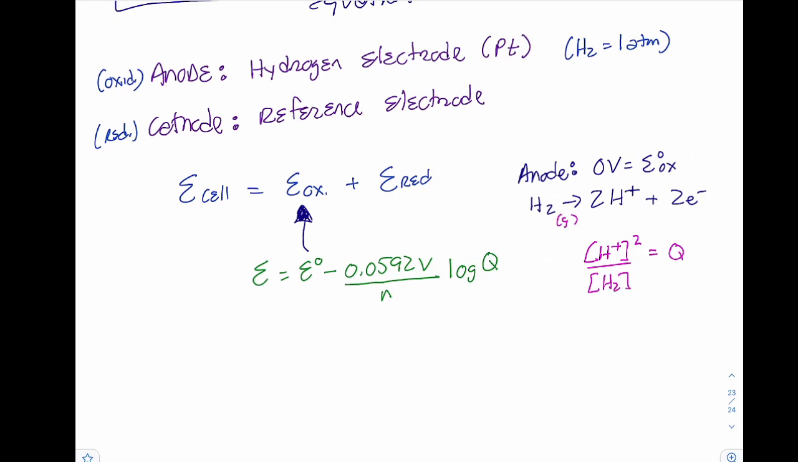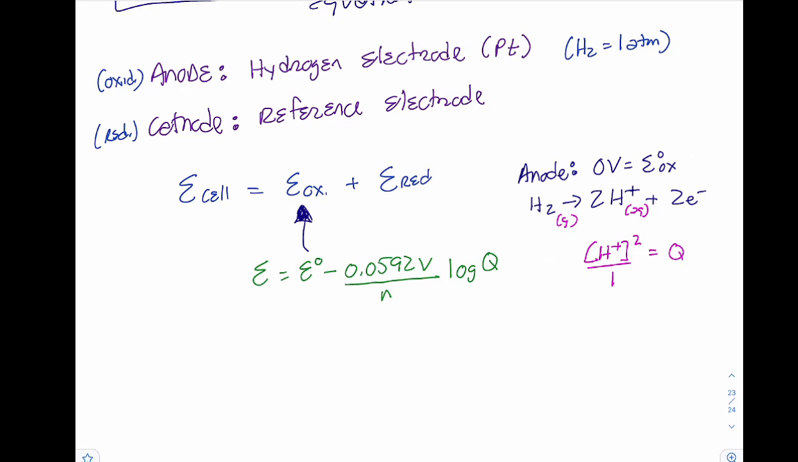This is a gas, so gases are included, right? It's pure solids and liquids we exclude, but gases and things in aqueous solution are generally included. And since it's a gas, we could use partial pressures instead of concentration. But I know that my partial pressure is 1 atmosphere. So essentially what I have is just 1 on the bottom, right?